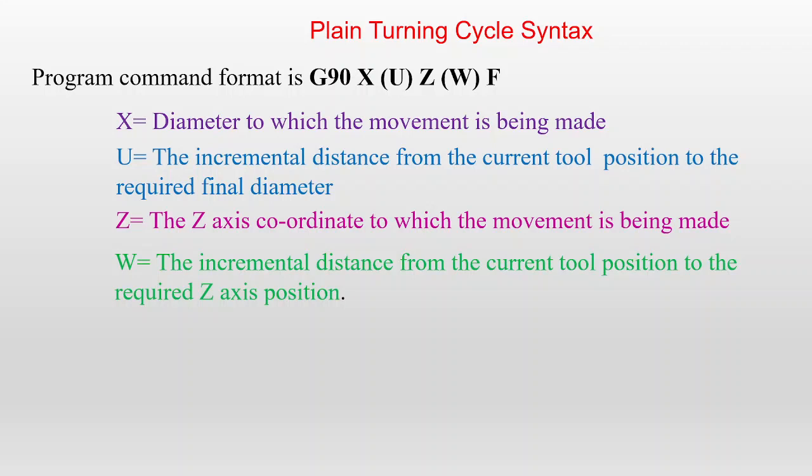If you give the negative sign, the tool will go inside the workpiece. If you give the positive sign, the tool will move away from the workpiece, because the center of the workpiece is marked as 0, towards the right is a positive value, and towards the left, inside the material, is a negative value. So while writing the program, take care of this sign convention also. It's very important. And F indicates the feed rate at which the tool will move. Okay, this is the simple command cycle for the plane turning cycle: G90 X Z F.